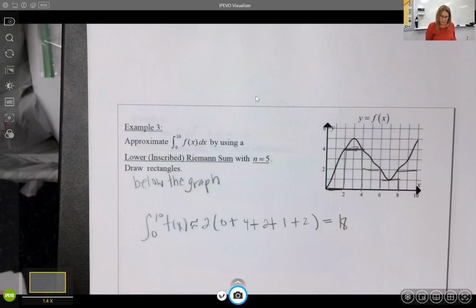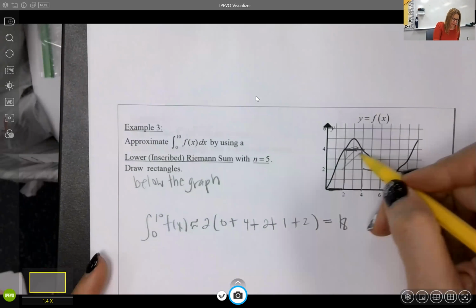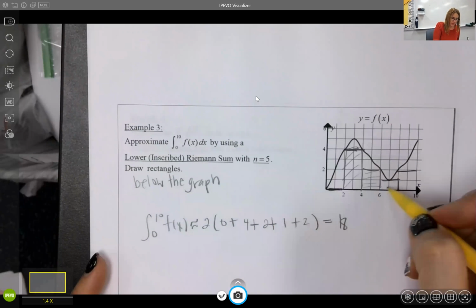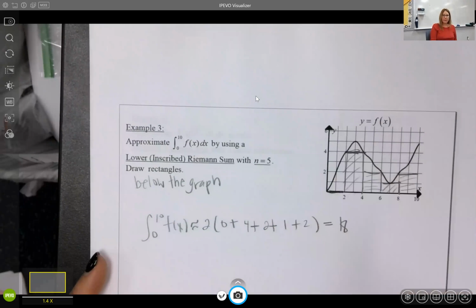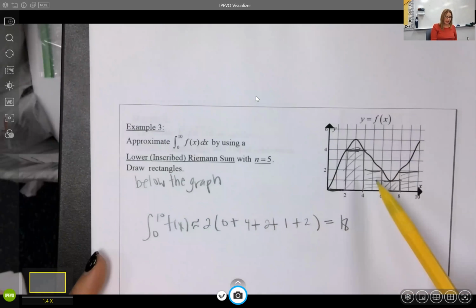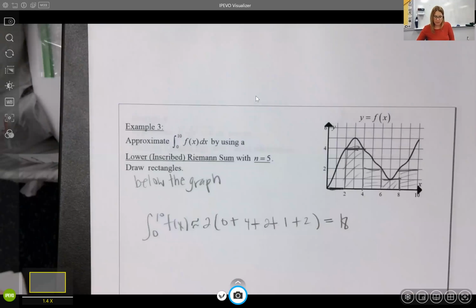Okay, so you can see the different ways that we can do it. So when we did the middle, we got 28. When we did the upper, we got 40. And when we did the lower, we got 18. On this graph, the middle would be the best because it is so up and down, right?